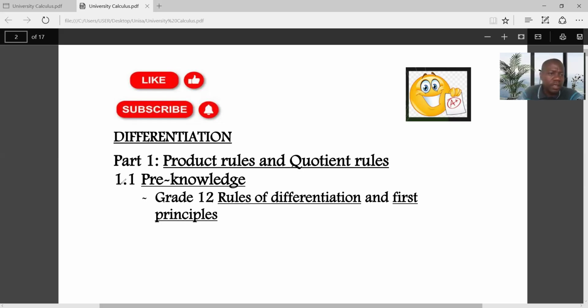Number one, we need to understand the pre-knowledge. In order to understand or enjoy the product and quotient rule under differentiation, one must understand what you learned in grade 12, particularly the rules of differentiation and first principle.